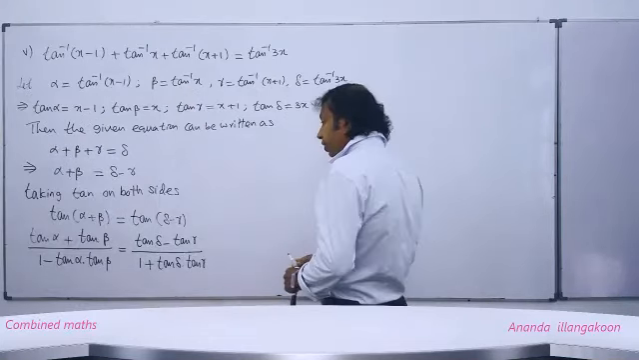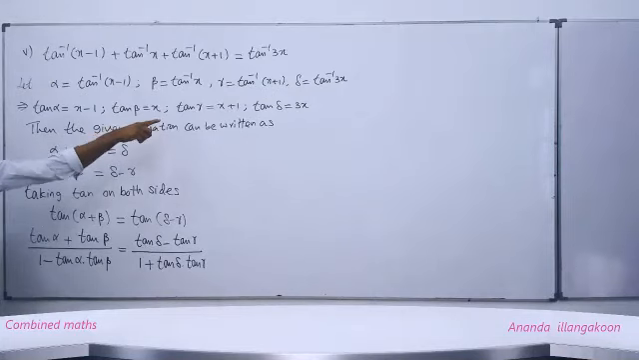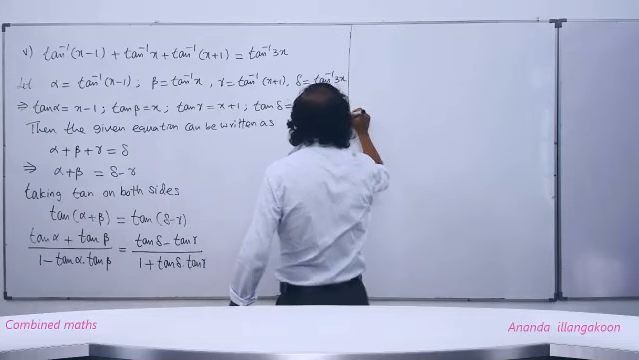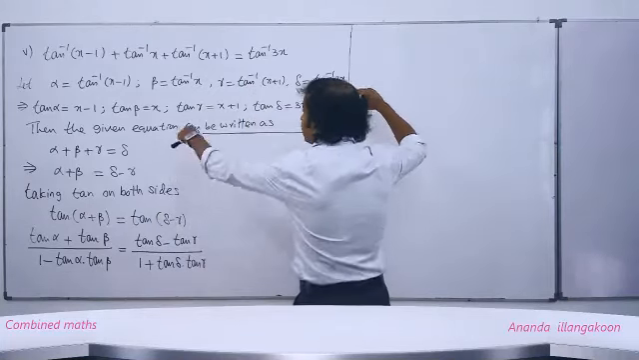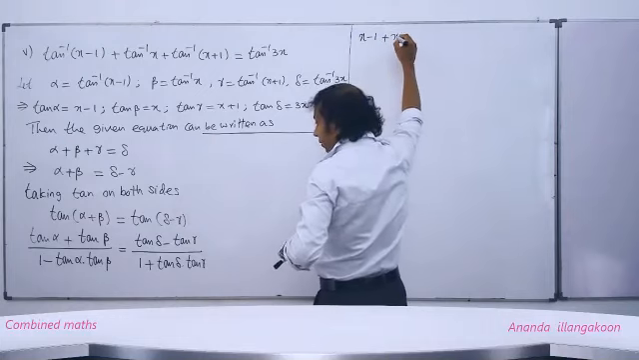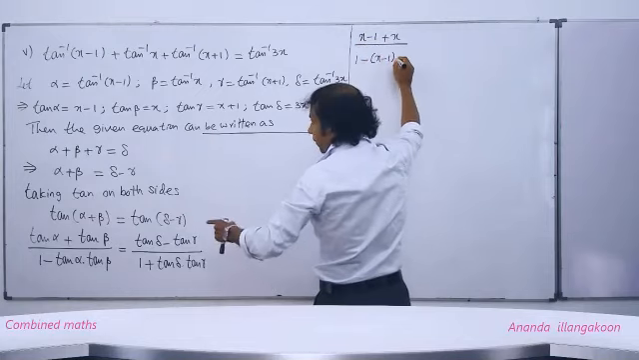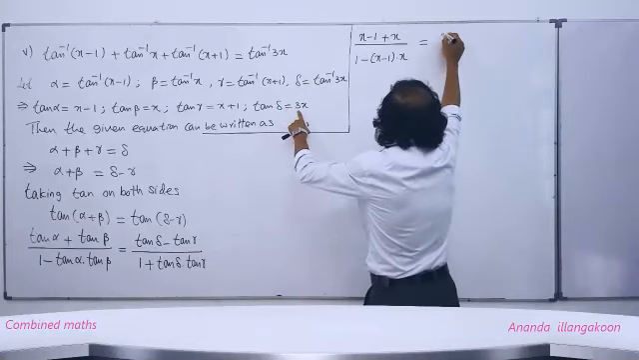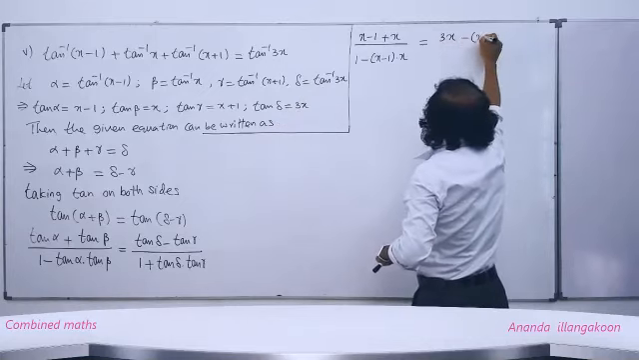Now, you can substitute for tan alpha, which is x minus 1, tan beta is 6, and for tan gamma and tan delta, everything can now be substituted. So tan alpha is x minus 1, plus tan beta, which is 6, divided by 1 minus tan alpha, x minus 1, times tan beta, 6. On the right-hand side, tan delta is 3x, minus tan gamma, which is x plus 1, in brackets.